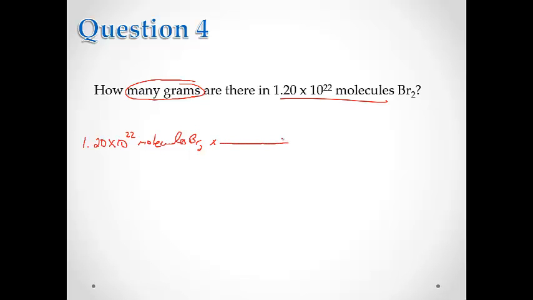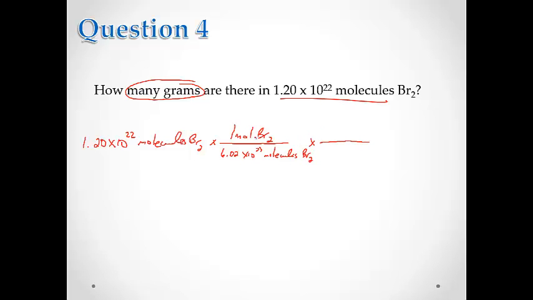And my first step then is going to be Avogadro's because I got to get out of the particles and into moles. So 1 mole of the Br2 up on top. The 6.02 times 10 to the 23rd this time is going to go on the bottom. And that's molecules of Br2.